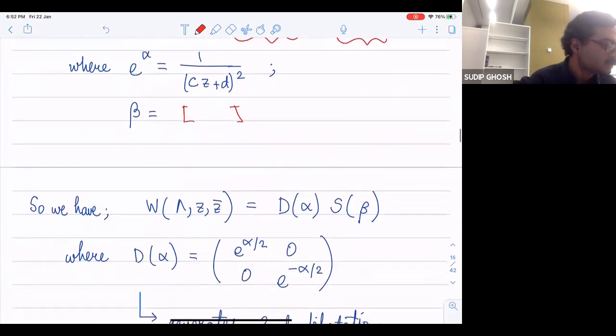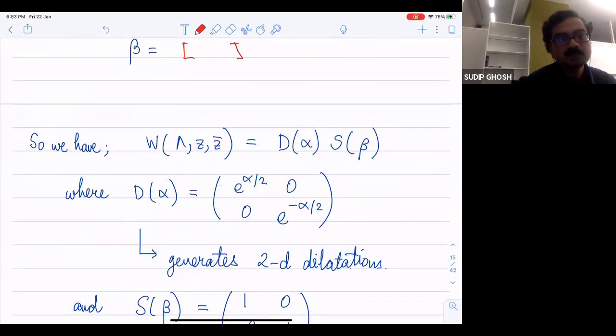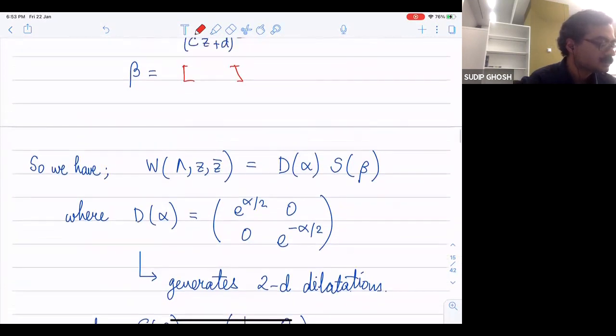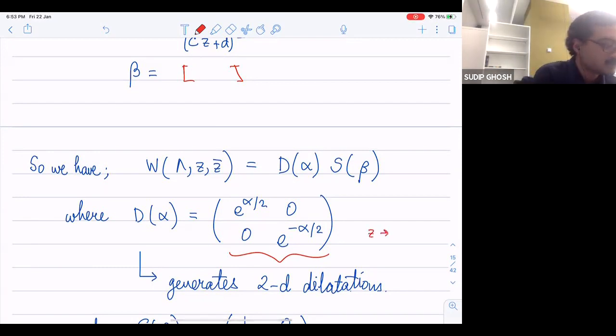Okay. So now once we have this decomposition, it is very easy to appreciate why I have written it in this form, and that is because of the following. This first matrix, which is this diagonal matrix with entries e to the power alpha by 2, 0, and e to the power minus alpha by 2 in the SL(2,C) representation, simply generates scale transformations. So for example, when this matrix acts on the z, z̄ coordinates, it simply rescales the z, z̄ coordinates by factors of the following form. Okay.